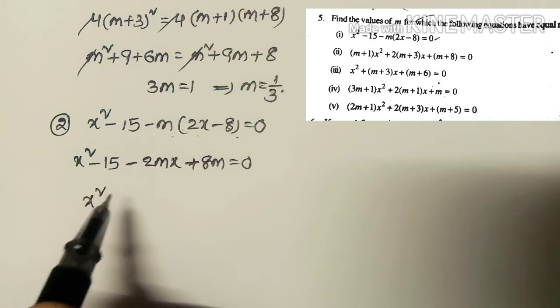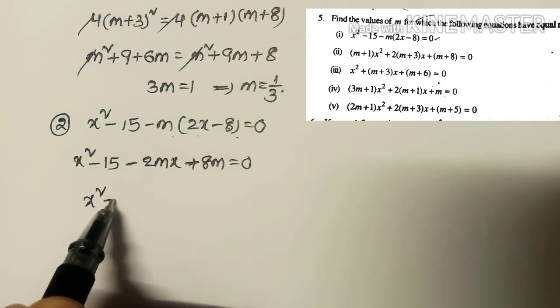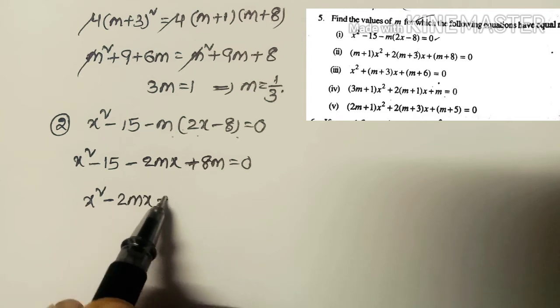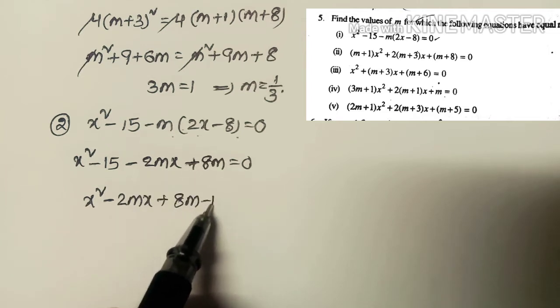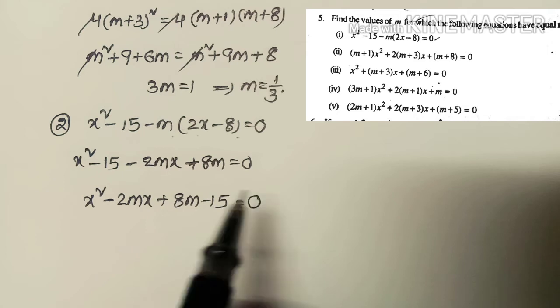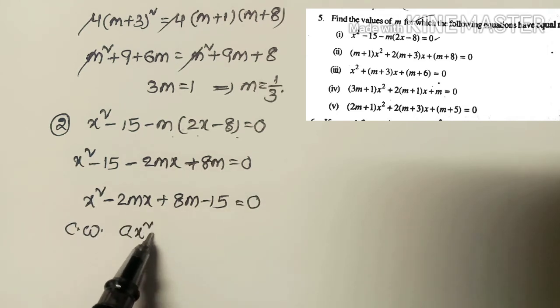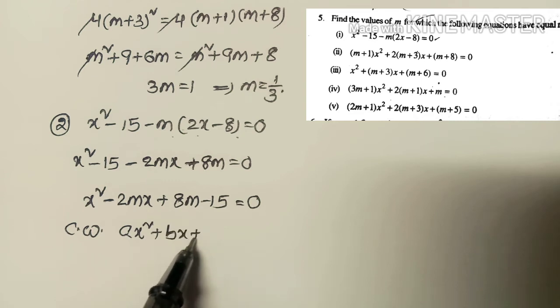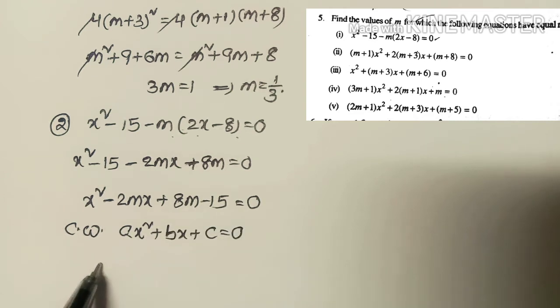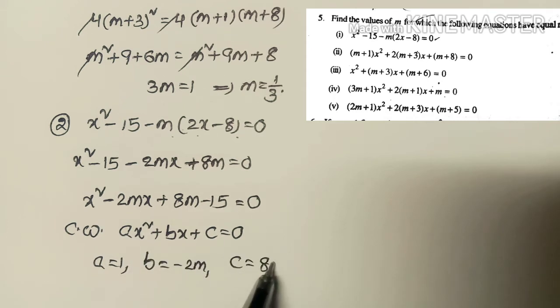And in the next step we write this equation as x square minus 2mx plus 8m minus 15 equal to 0, which is in the form of ax square plus bx plus c equals to 0. Now we compare this equation with ax square plus bx plus c equals to 0. Then the values are a equals 1, b equals minus 2m and c equals 8m minus 15.